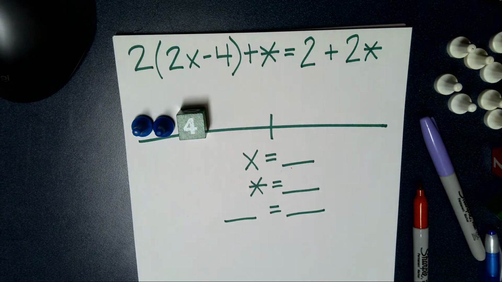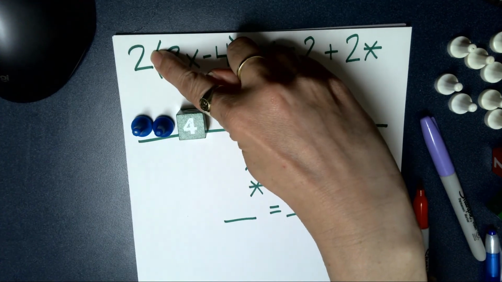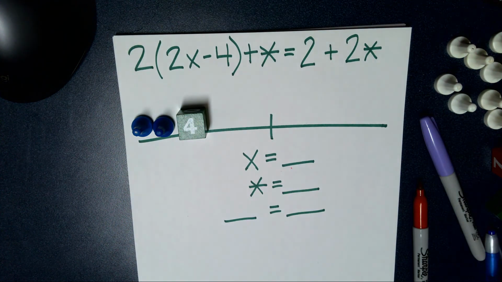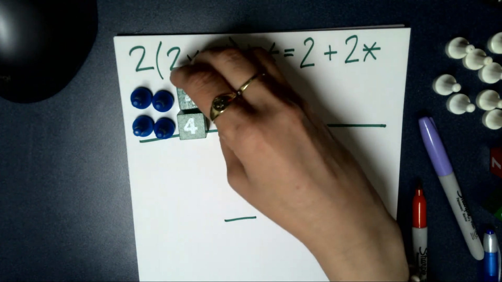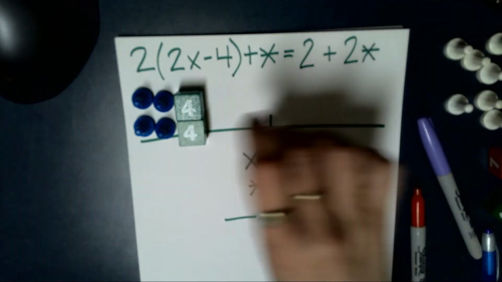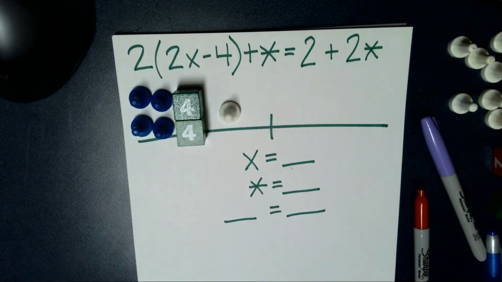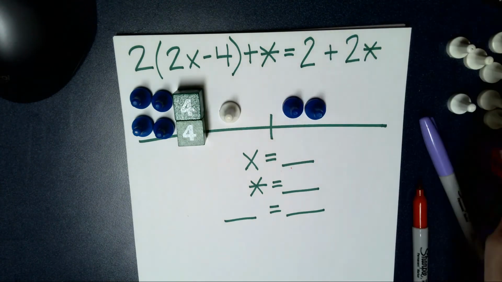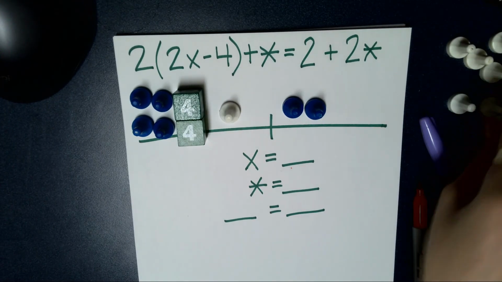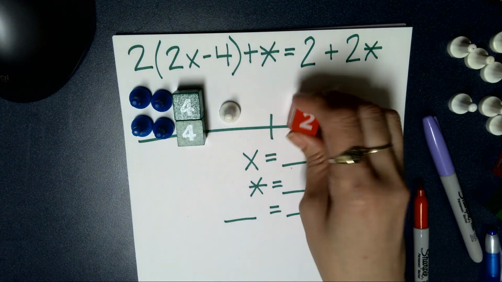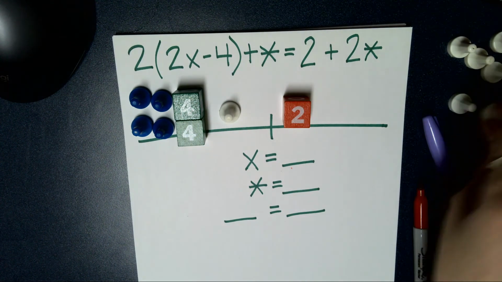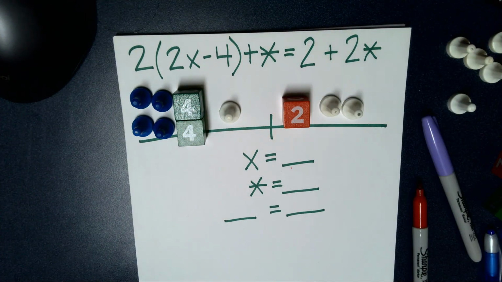minus 4. Remember, we have this 2 that tells us 2 sets, so we're going to add another set on. And then we have to add a star. On the right hand side, we have, I'm sorry, not 2 pawns, a cube, positive 2, and 2 stars there on the right.